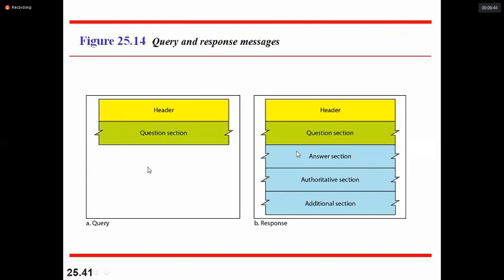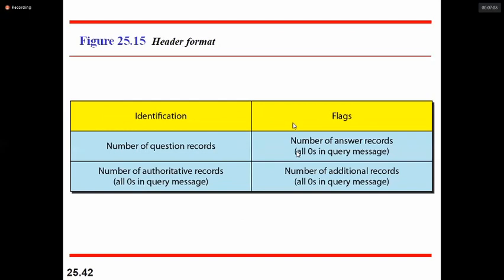Whether it is a query or a response message, we have the same header format. And remember, the header is of 12 bytes. They can ask you. So the header length is 12 bytes, either it is a query or a response. Now, in the header section, if I go in depth with the header format, we have an identification field, a flag field, the number of question records, the number of answer records, the number of authoritative records, and the number of additional records.